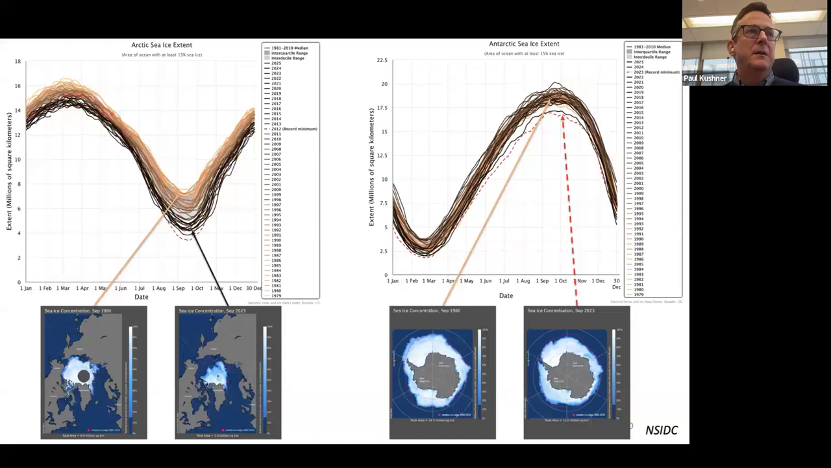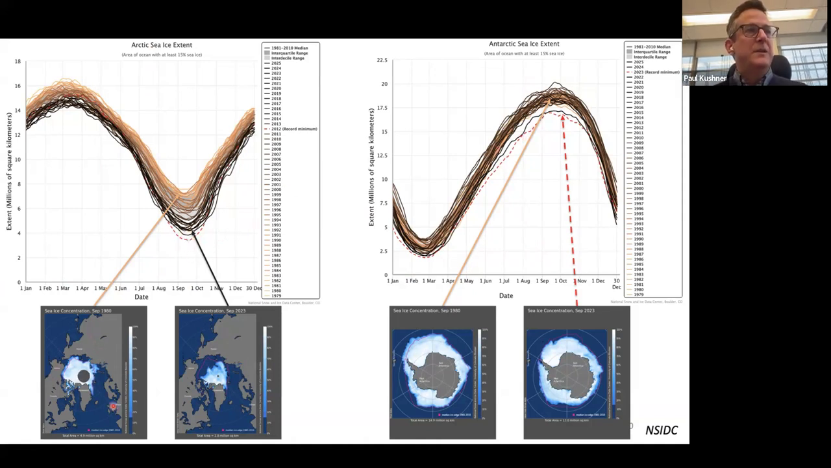Showing this year-by-year evolution of the Arctic sea ice extent as a function of month, and Antarctic sea ice extent. So you see these opposite seasonal cycles, and the gold colors here are the earlier part of the record, and we go to black, which is the later part of the record, and the extremes, the lowest sea ice minimum years in both the Arctic and Antarctic, are shown in red dashed.